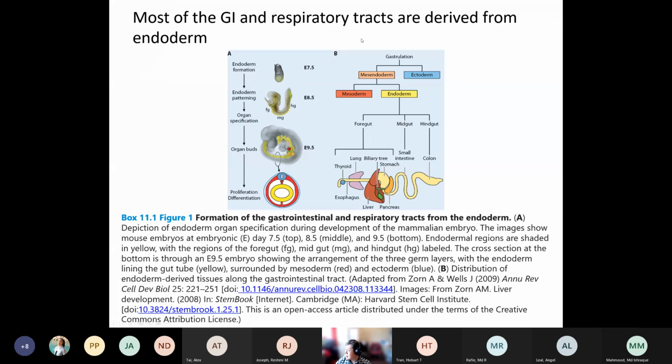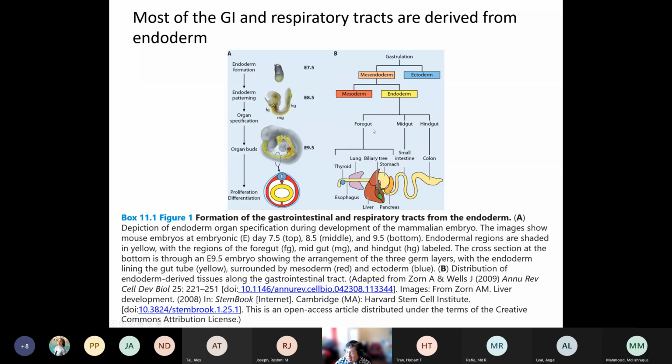Okay, so the endoderm, as I said, has 3 parts: foregut, midgut, and hindgut. And now let's try to memorize what each part will become eventually. So the hindgut is very easy. It's the back end of the gut. It's going to give rise to colon and some of the urogenital organs. And midgut is small intestine.